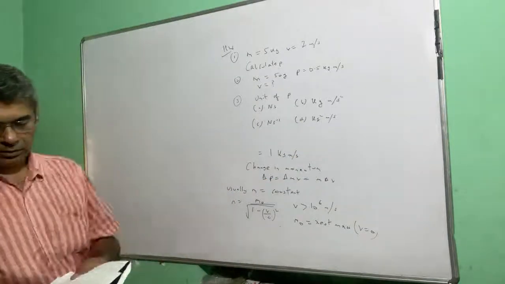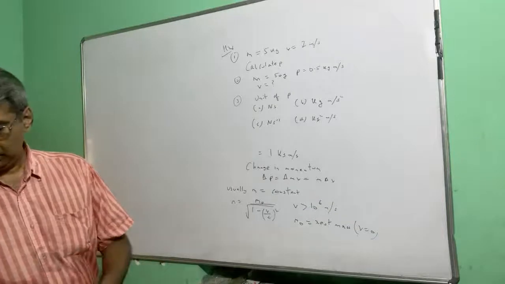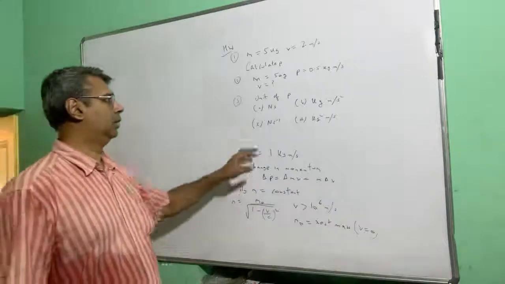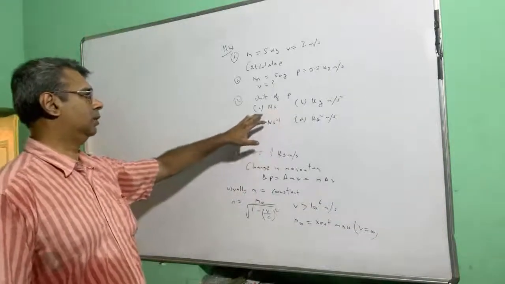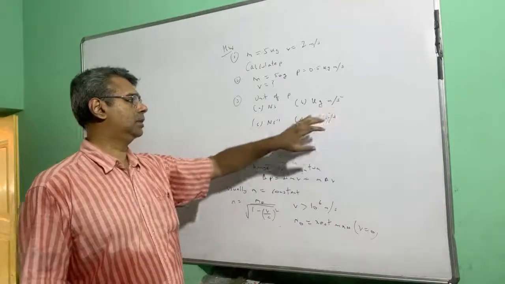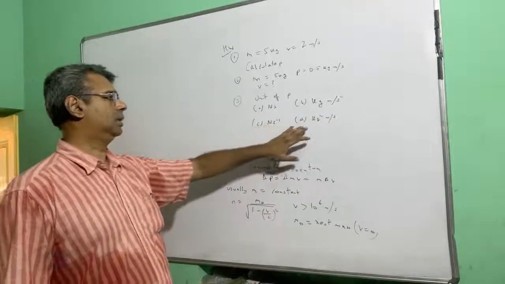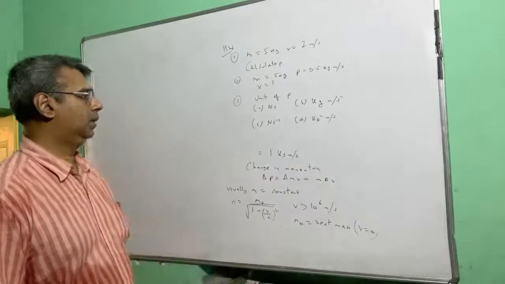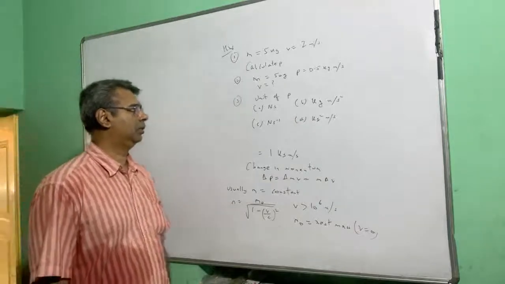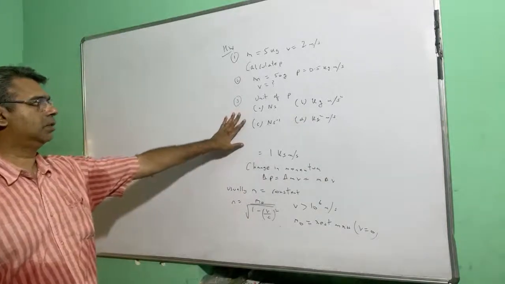Okay, the third question is the unit of momentum. Options are Newton second, kg meter per second square, Newton per second, kg square meter per second. You have to identify which of these is the unit of momentum.